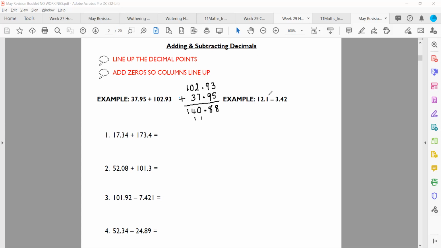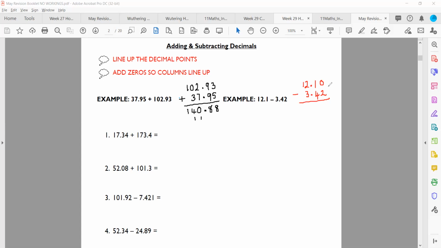Now, the same thing applies when it comes to subtraction, except with subtraction, you need to make sure the biggest number is always on top, but again, the decimal points need to line up. So we have here 12.1, take away 3.42. So again, you're lining those decimal points up. So this is where you need to put your placeholder 0 in. You cannot leave this space above here blank. So you put your placeholder 0 in here.